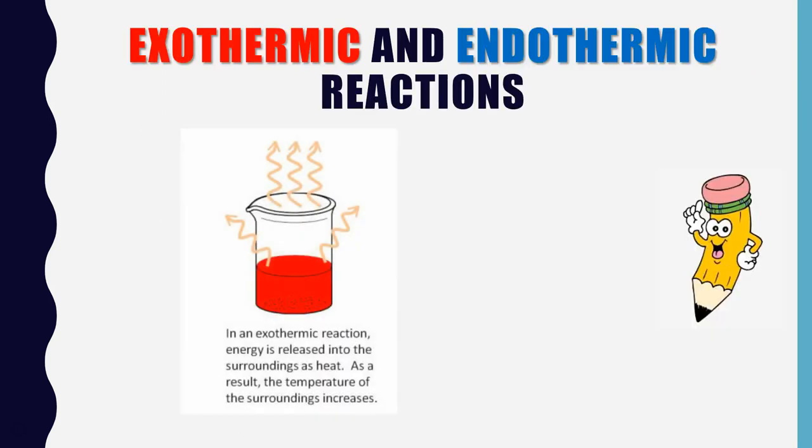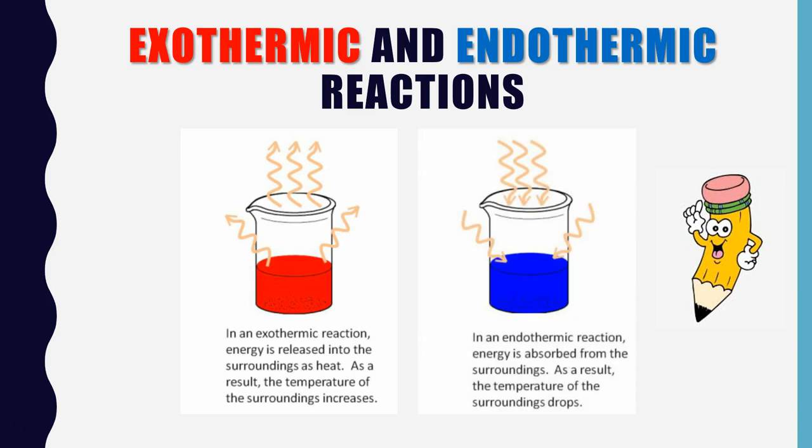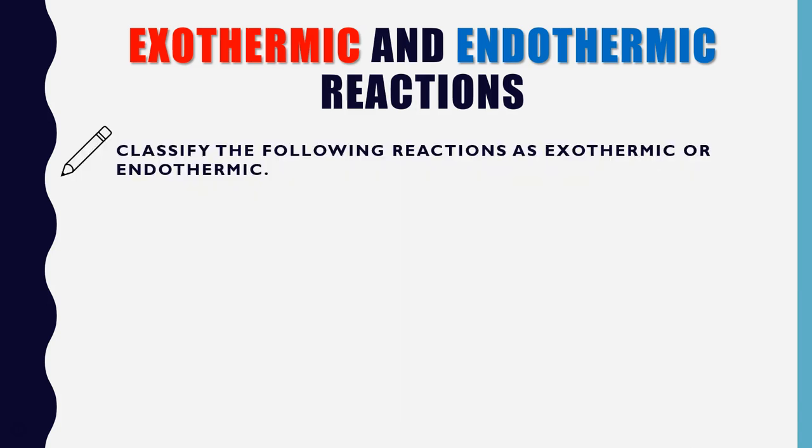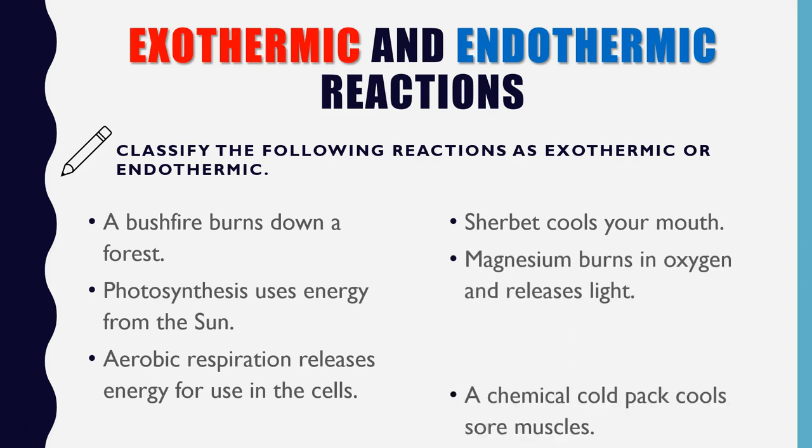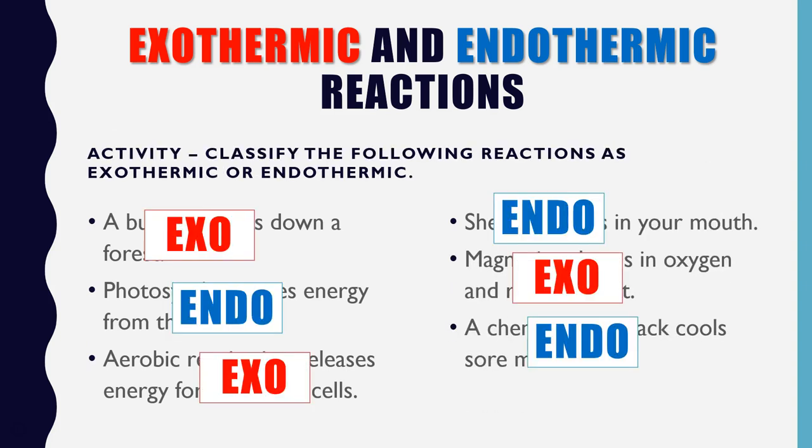So in an exothermic reaction, energy is released into the surroundings as heat or light. As a result, the temperature increases. In an endothermic reaction, energy is pulled in from the surroundings, so the surroundings lose that energy and drop in temperature. I want you to have a go at classifying each of the following as exothermic or endothermic. Pause the video, write down what you think they are, and then come back to see the answers.